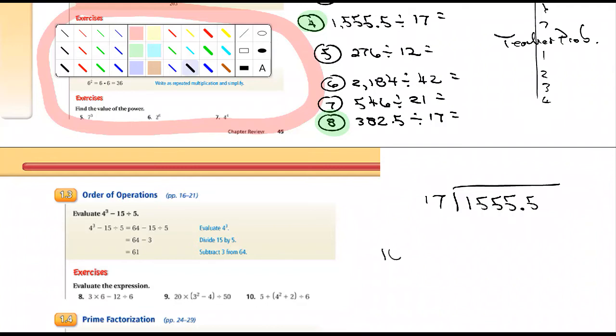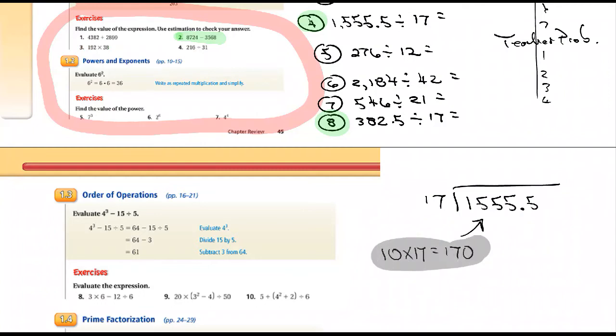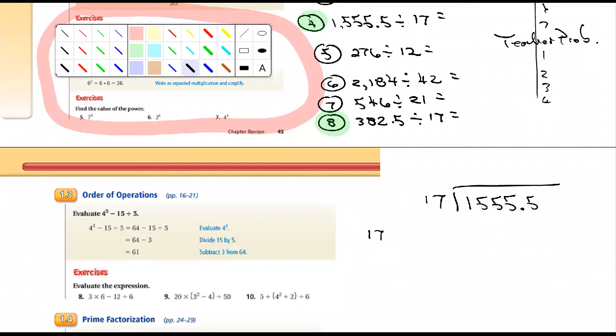Of course, I'd have to figure out how many times it fits in there. Well, if I just do 10 times 17, that's going to be 170, which is bigger than 155, so that's not going to work. So the 10 times 17 is too much. So I don't know, how about 9 times 17? So let's do 17 times 9. That's going to be 153. So that's pretty close, 153. And I'm going to put a 9 right there.